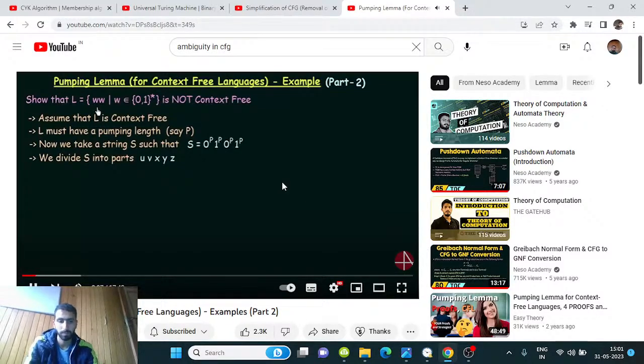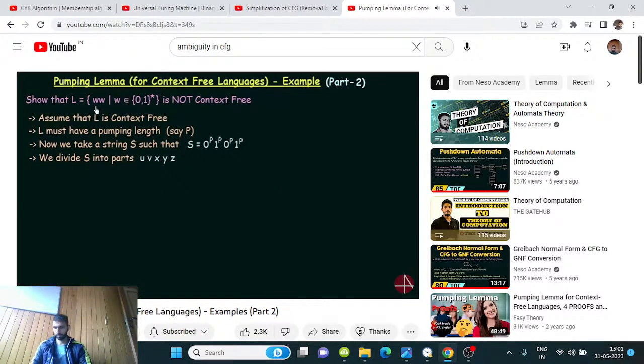Any set of strings over 0, 1, and the first part of the string should be exactly equal to the second part of the string. So it's of the form WW, where the first half is exactly equal to the second half. And then this W can contain anything over the symbols 0 and 1. And we have to show that this language is not context free.